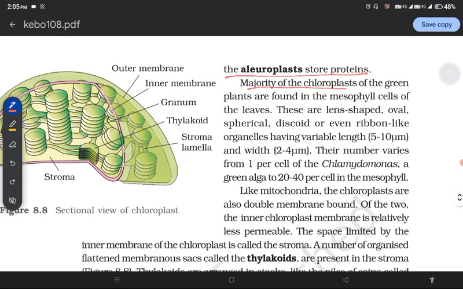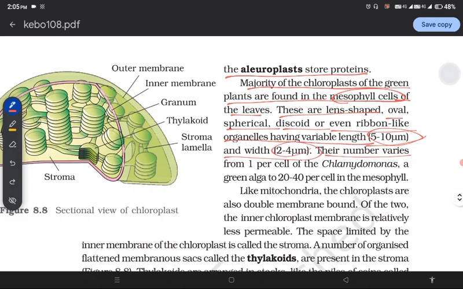Majority of the chloroplasts of the green plant are found in mesophyll cells of the leaf. हाँ, majority of the chloroplast जो है ना of green plant का are found in the mesophyll cell of the leaf. हाँ, they are lens shaped, oval, spherical, discoid and ribbon like organelles, having variable length 5 to 10 micrometer and width 2 to 4 micrometer.